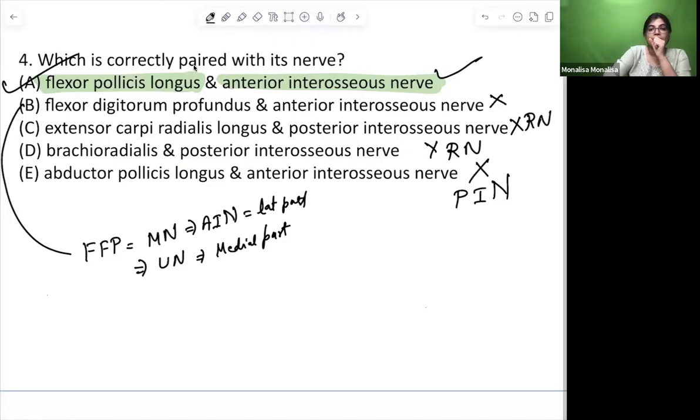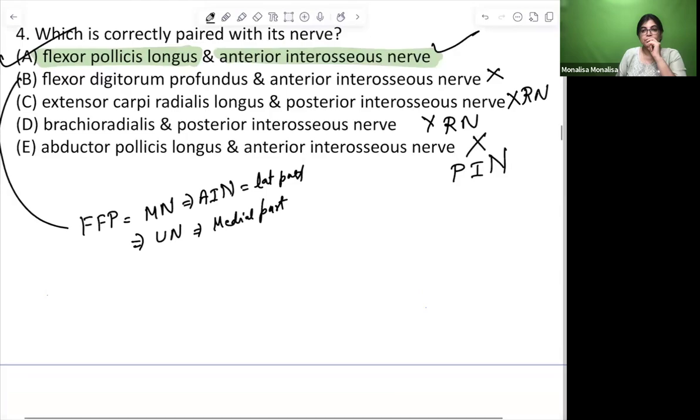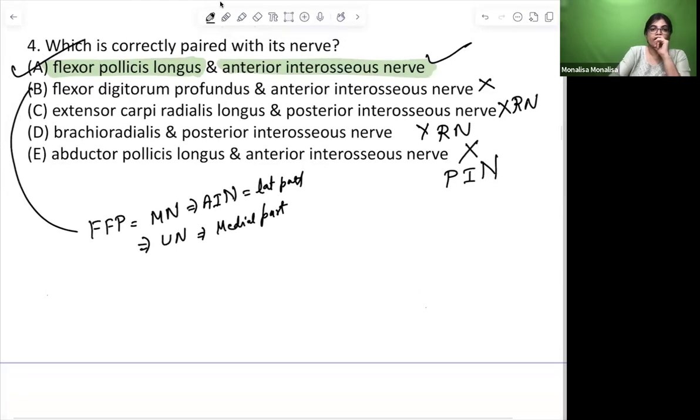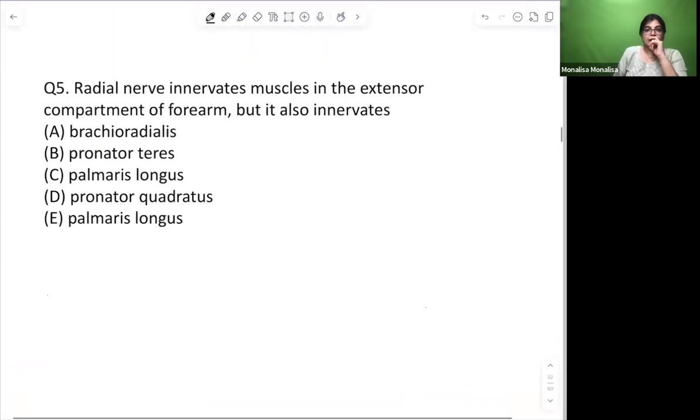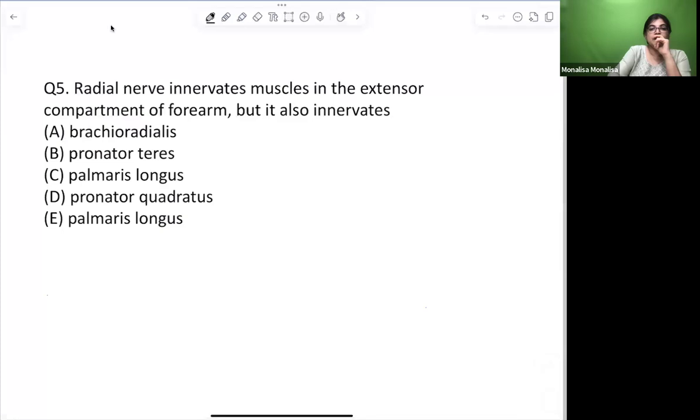Everyone understood? Can we go to the next MCQ? Yes, yes, dear. Radial nerve innervates which muscles? Okay, understood. Very good.